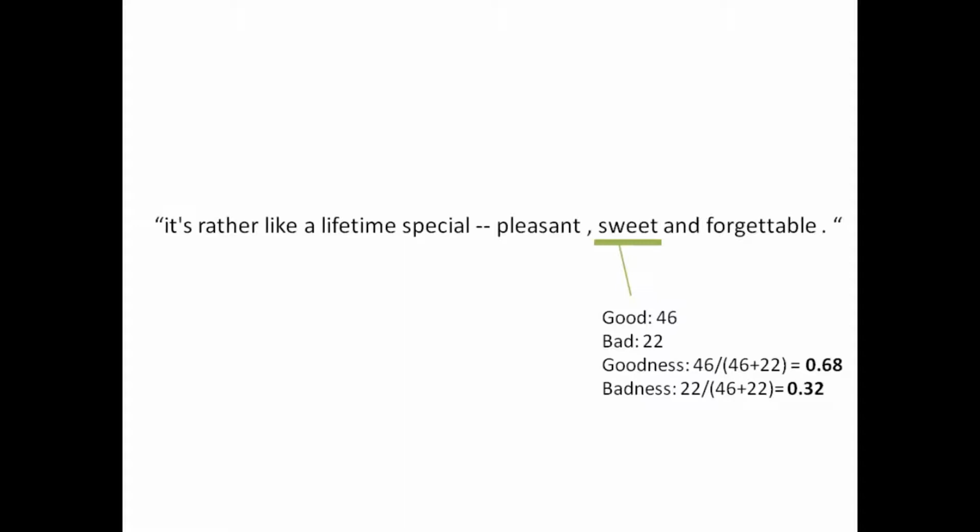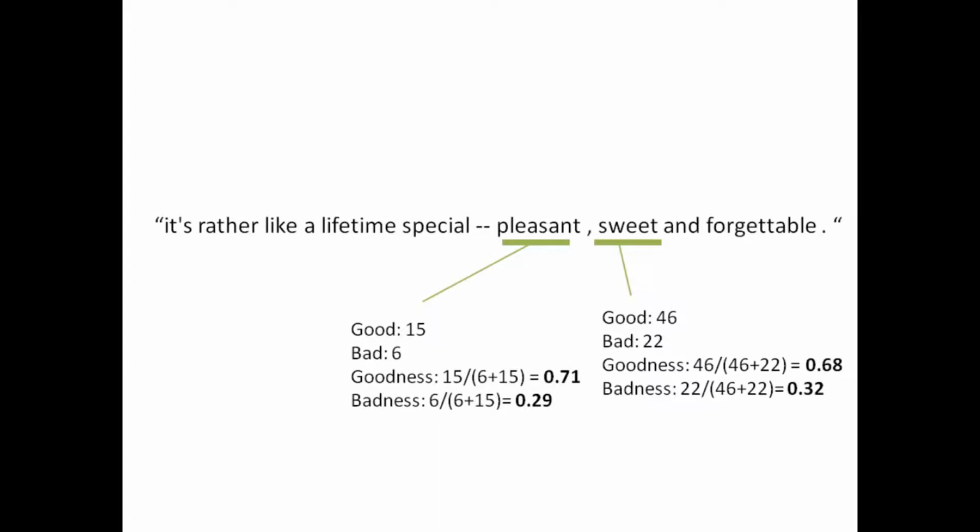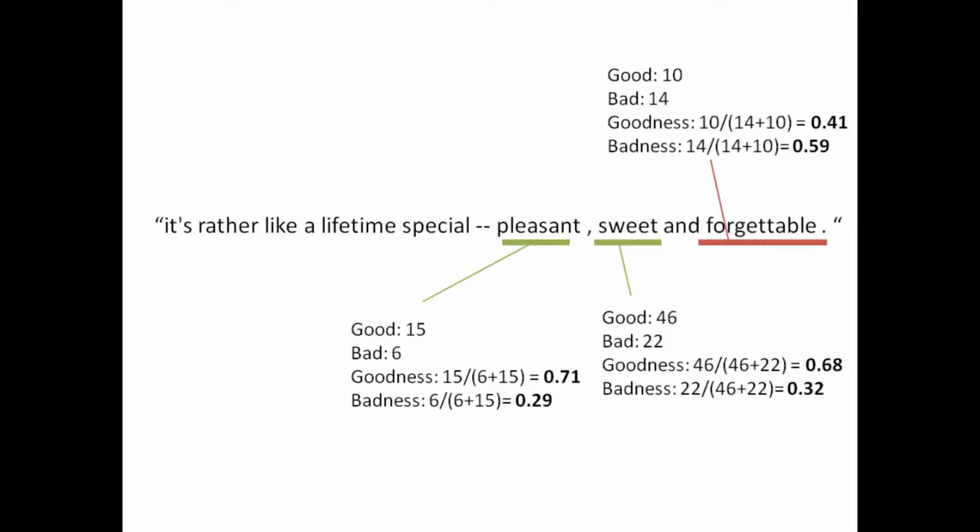So it seems like simply the presence of a good word such as sweet right away indicates that this sentence has a pretty high chance of being a good review. Similarly, you could look at all the other words. If you do the same thing for the word pleasant, you would find that the goodness of pleasant is even better, it's 71%. But there are some relatively bad words in this review, such as forgettable. The goodness of forgettable is only 41% based on our training set. So some words are good and some are bad.